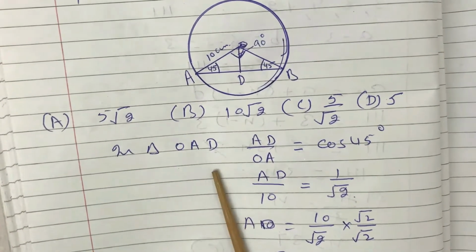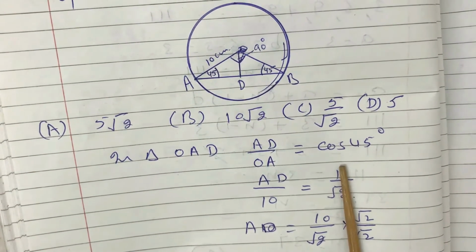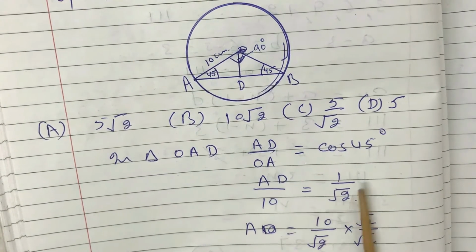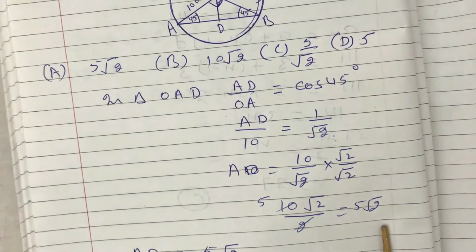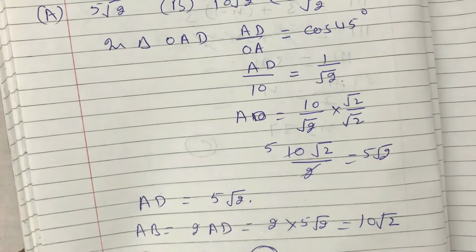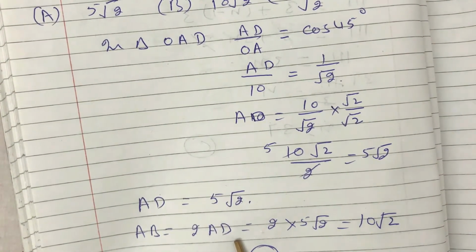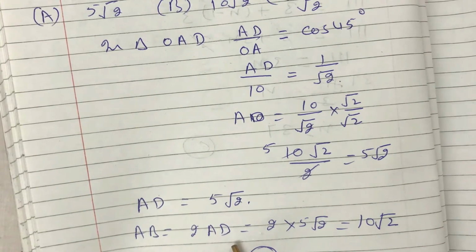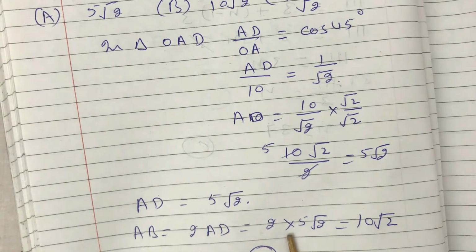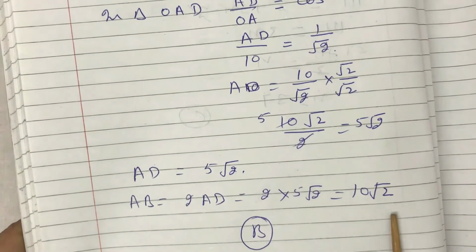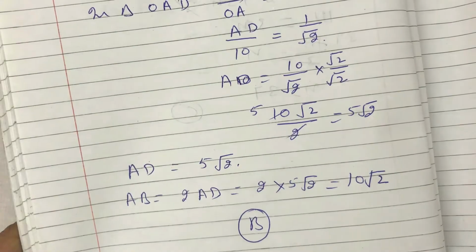Now in triangle OAD, AD by OA is equal to cos 45 degree. AD by 10 is equal to 1 by root 2. So the length of AD will be 5 root 2. Now AD is 5 root 2. AB is 2 times AD, because the perpendicular from the center to the chord bisects the chord. It means AB is equal to 2AD, that is equal to 2 into 5 root 2, and that is equal to 10 root 2. So B is the option.